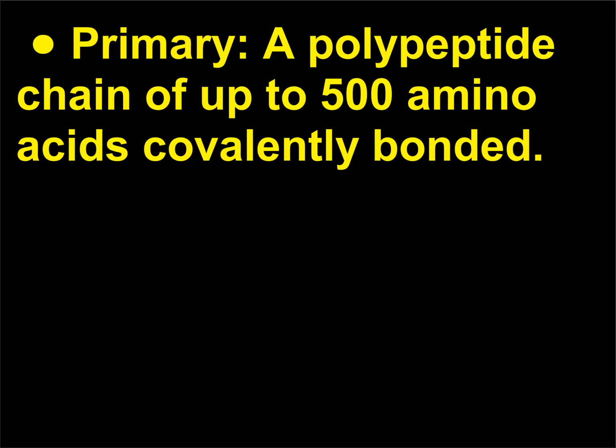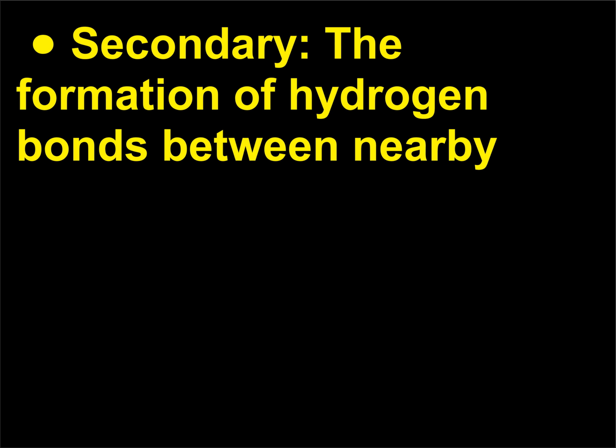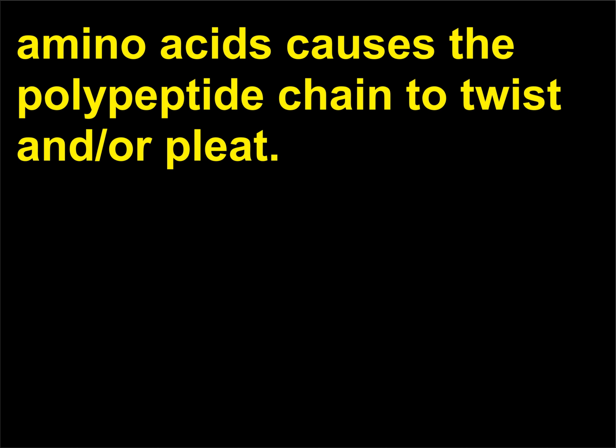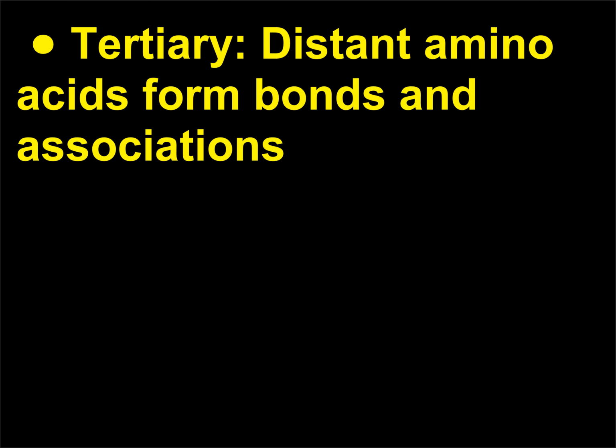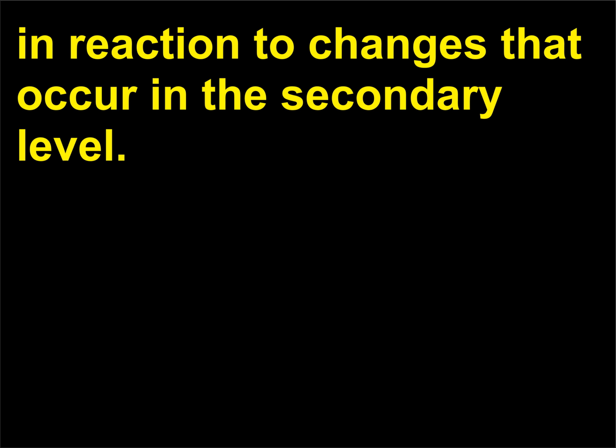Primary, a polypeptide chain of up to 500 amino acids covalently bonded. Secondary, the formation of hydrogen bonds between nearby amino acids causes the polypeptide chain to twist and coil or pleat. Tertiary, distant amino acids form bonds and associations in reaction to changes that occur in the secondary level.